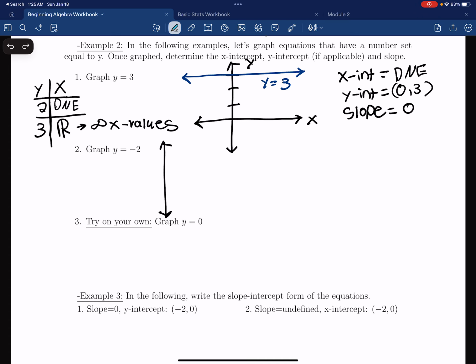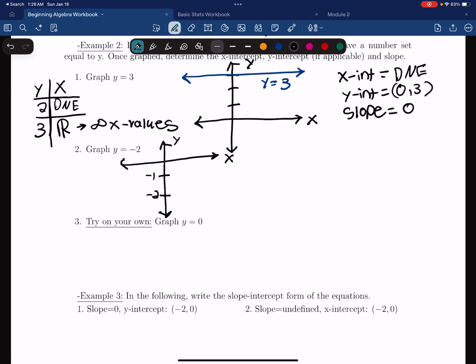I'm going to bring the x-axis up here a little bit because now we're going to be in the negative y-axis. So I'm going to go down by 2, -1, -2. And we have infinite x values when y equals -2. So our graph will look like this, a horizontal line at y equals -2, my apologies.